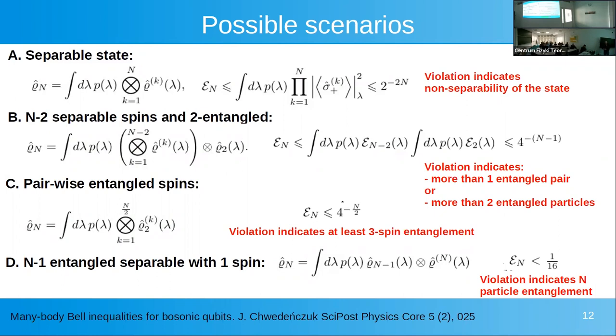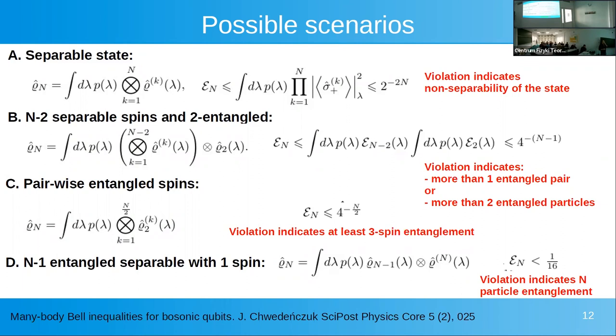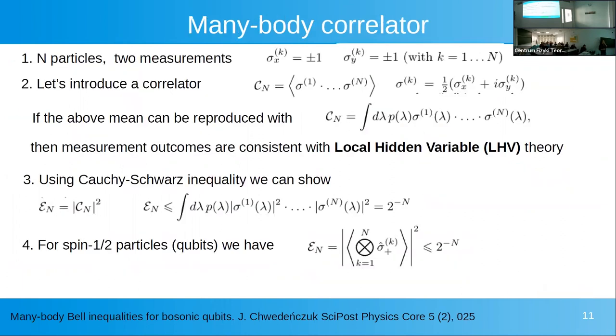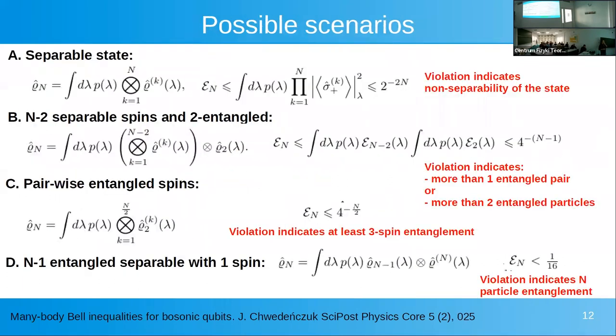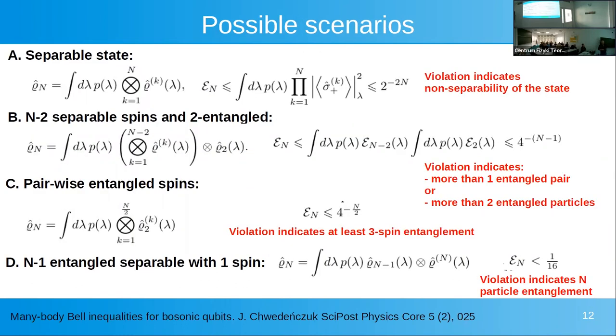Why is it different from the previous one of the local hidden variable models? Because it was 2. No, it's 2 to minus 2n. Why is it different? I think it should be the same, no? Because every model you can realize with the product states, the separable states. You are right. Sorry, it's a typo in the slide. Thanks.